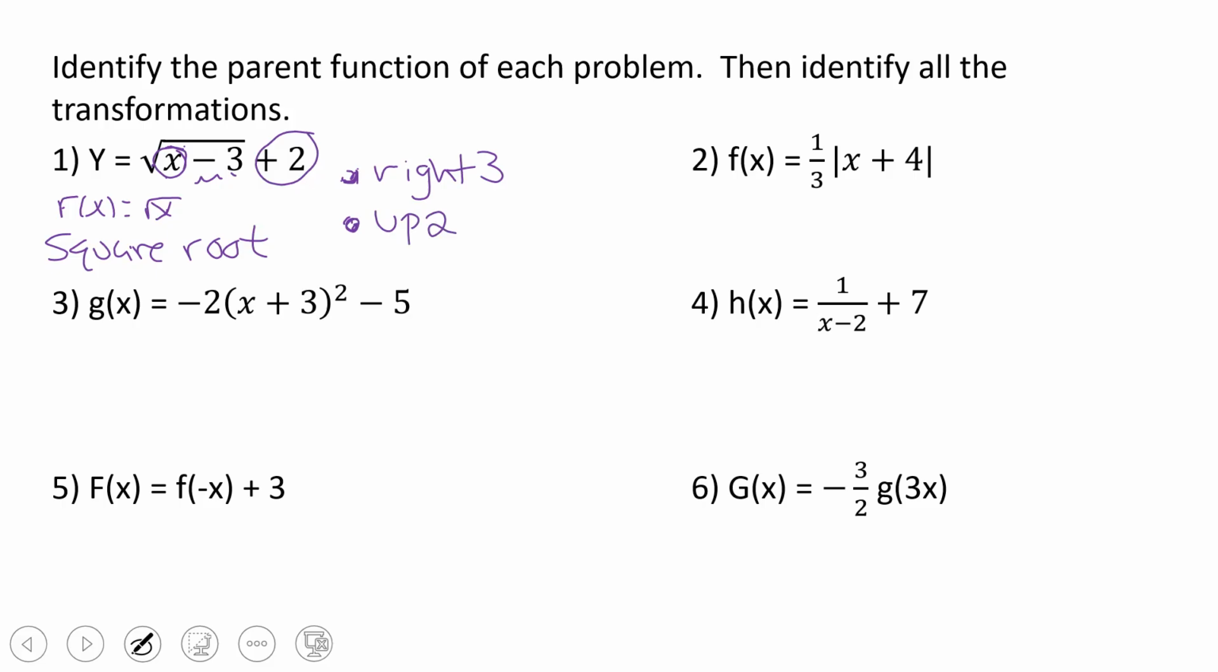Number 2, the parent for this one is going to be the absolute value of x.